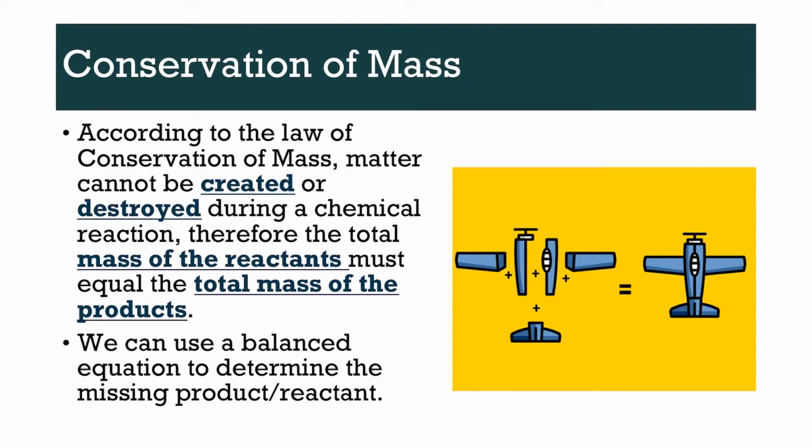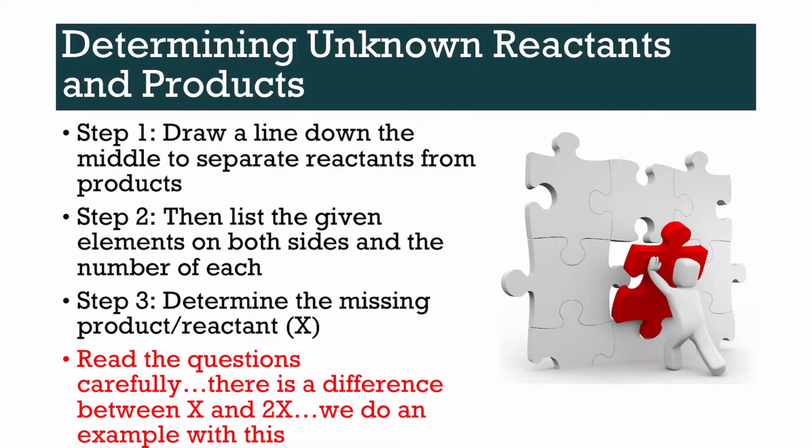So the total mass of the reactants, the stuff you're starting with, equals the total mass of the products, what you end with. And if we know we can't create or destroy stuff, we know that the number of each thing at the start should be the same as at the end. And that's, again, why we balance equations. There are 2 types of questions here, and we'll cover both of them, going through 2 examples of each.